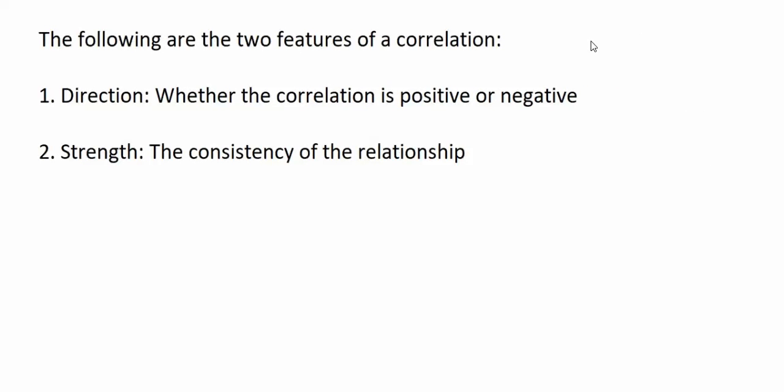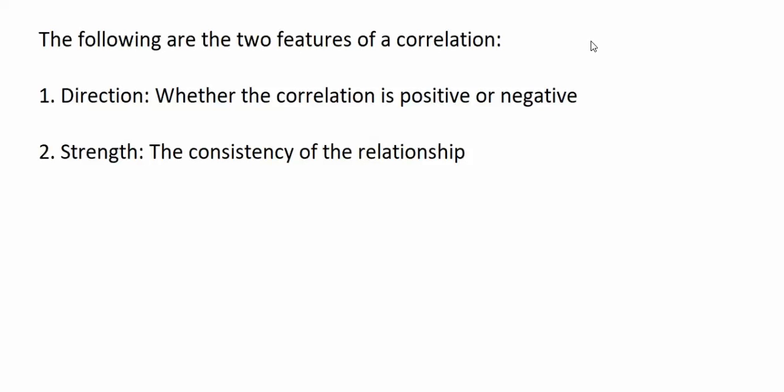So now let's move ahead and talk about the two features of a correlation. The two features of a correlation are its direction and its strength. The direction of a correlation is pretty straightforward because we just talked about the meaning of a positive and a negative correlation, and the direction of a correlation is just whether the correlation is positive or negative. A correlation can go in the positive direction or it can go in the negative direction.